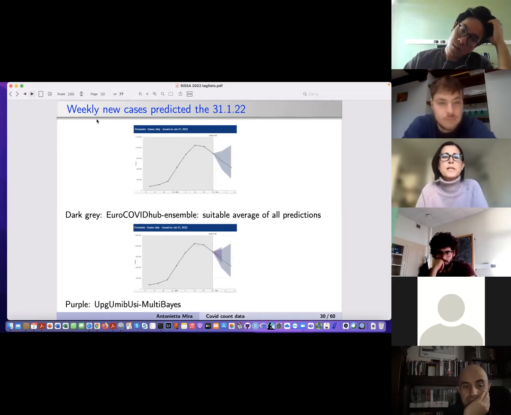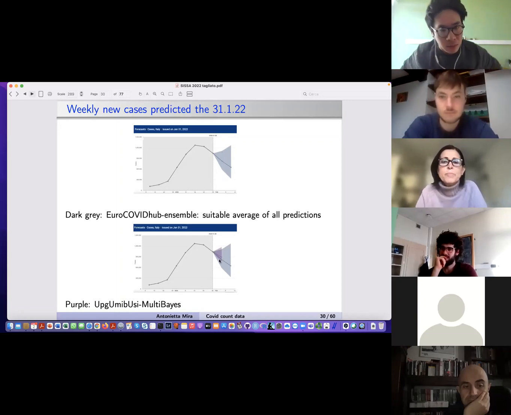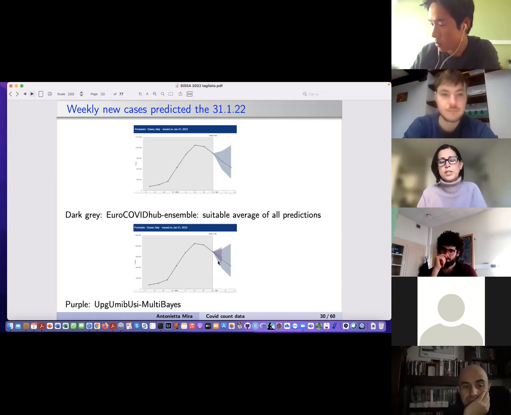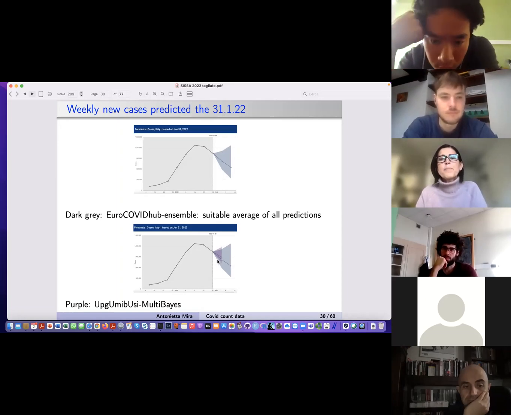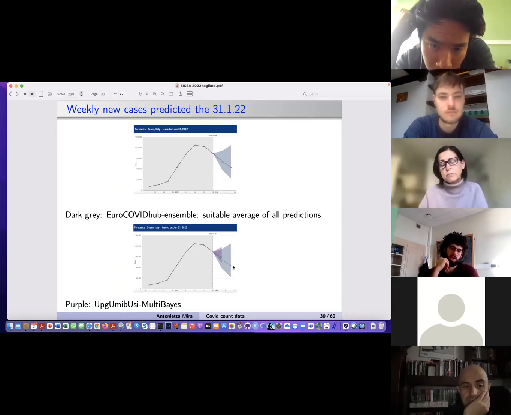So I'm going to show you, for example, the weekly predicted new cases performed for the coming week. They were performed on the 31st of January. In dark gray is the ensemble prediction, which, as I said, is a suitable average of all predictions. And in purple, you see our prediction. We predict only 1 week ahead. Other groups predict both 1 week and 2 weeks ahead.